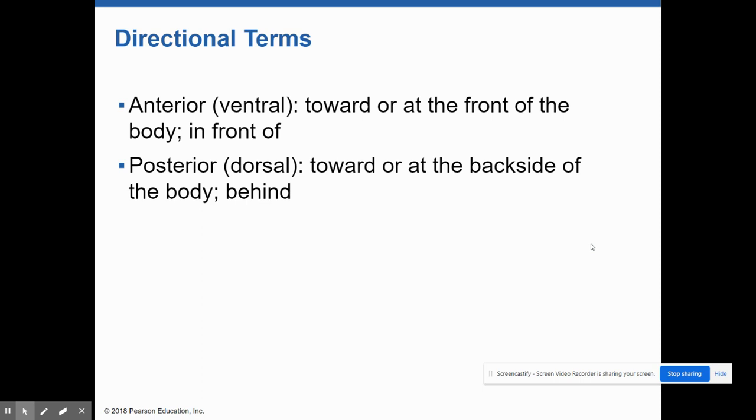And then posterior or dorsal, it means toward or at the backside of the body or behind. So another example of this is the scapula is posterior to the clavicle. So the scapula is the shoulder blade, the clavicle is the collarbone. So the shoulder blade is further back, so it's posterior to the clavicle.